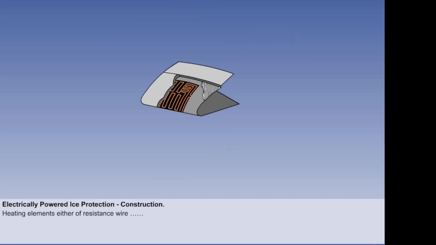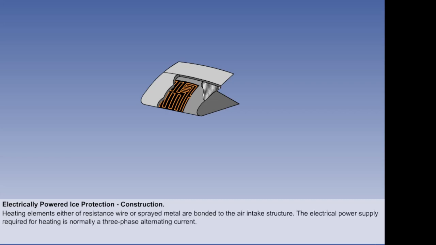In an electrical heating system, heating elements, either of resistance wire or sprayed metal, are bonded to the air intake structure. The electrical power supply required for heating is normally a three-phase alternating current.